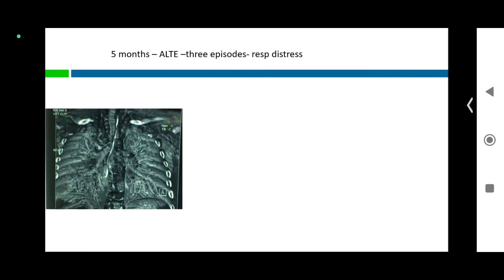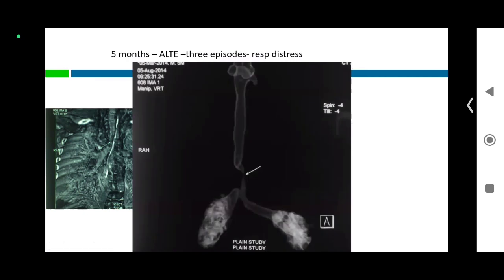This is a 5 months old child with 3 episodes of life-threatening events, needed mouth-to-mouth breathing by the mother at home and revived. This is not a CT, this is a CT film, and this is an image reconstruction of the CT. Anyone take us through interpreting the CT?